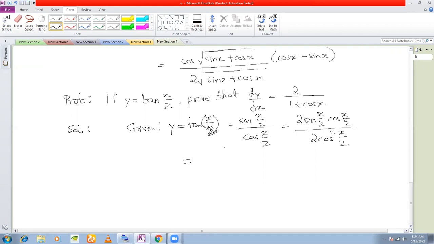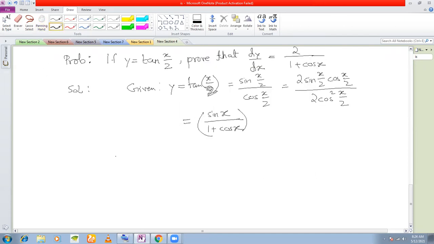Okay. So this is the multiple angle formula. Now in the numerator, this becomes sine of x only. That is sine of twice x by 2, isn't it? And in the denominator, 2 cos square theta is 1 plus cos 2 theta. So you can write this as 1 plus cos x. Once you have done this, now you can differentiate this very easily. Therefore, dy dx, you can use u by v rule, on sin x by 1 plus cos x.